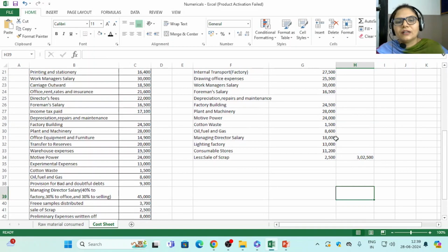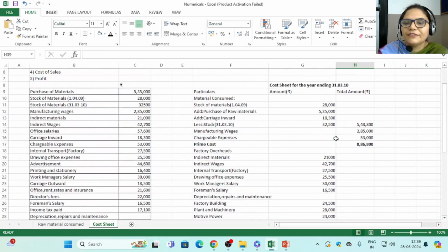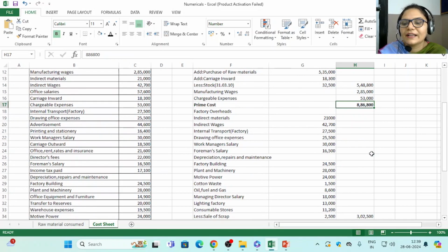After this long calculation, I think you all need revision. I will revise it for you. First we will calculate the material consumed, then we will add manufacturing wages and chargeable expenses, and we arrive at the final prime cost, that is 8,86,000.